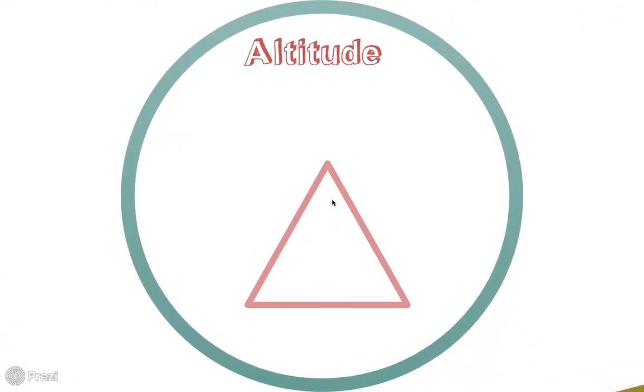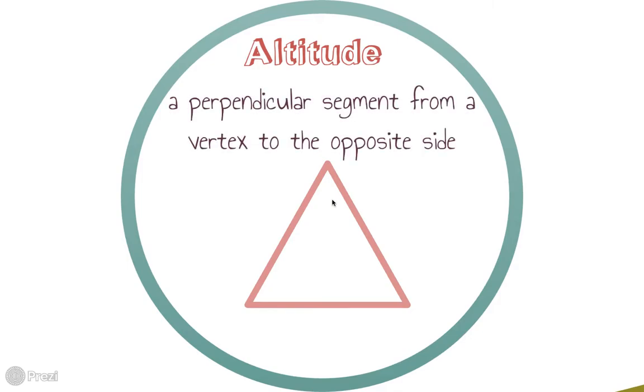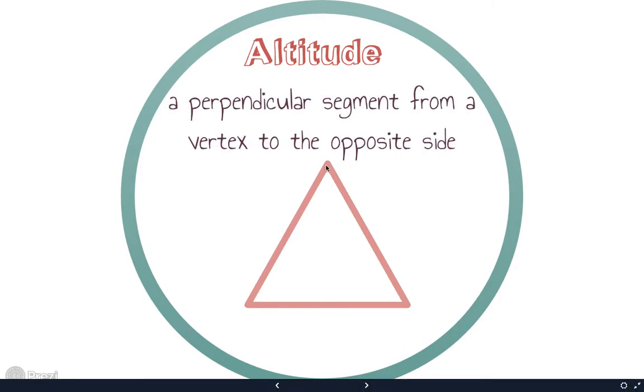But anyways, you're probably wondering, what is an altitude? An altitude is a concurrent line that starts from the vertex of a triangle and extends to the opposite side of the triangle and is perpendicular to the opposite side of the triangle.